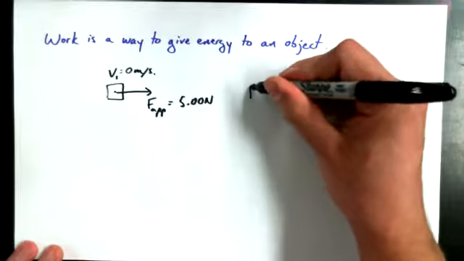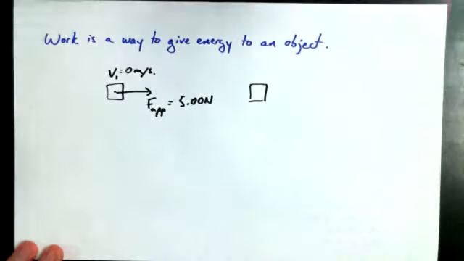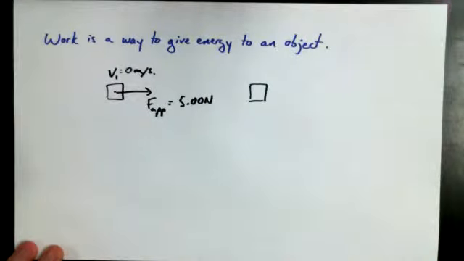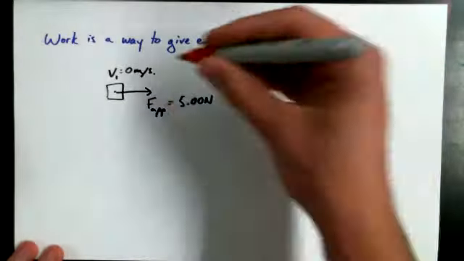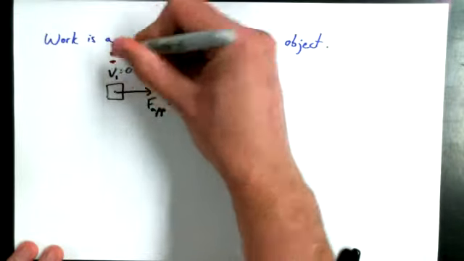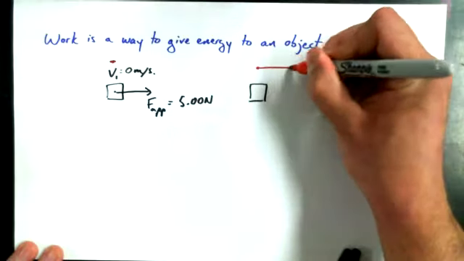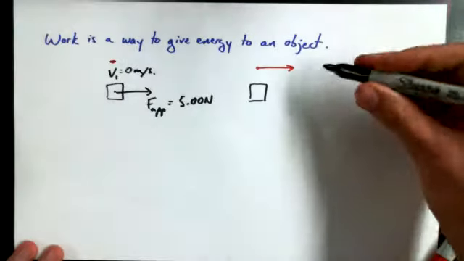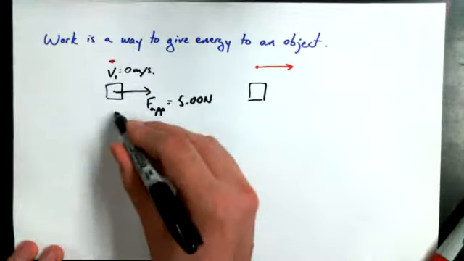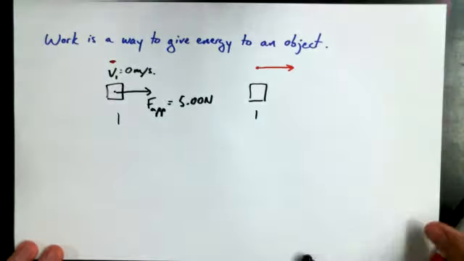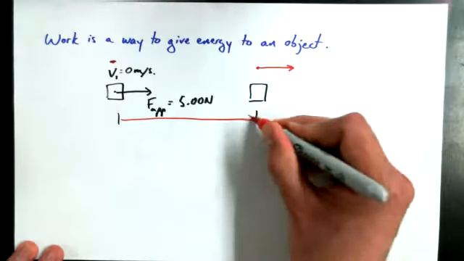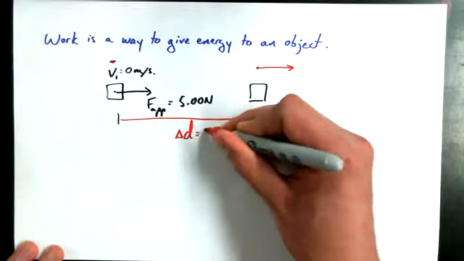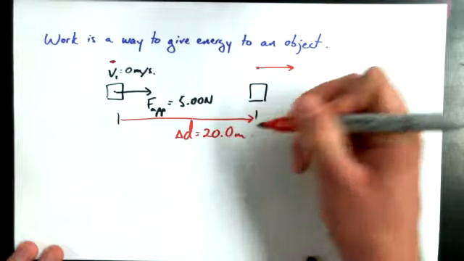And then at some time later, while I continuously apply this force, the object later on, we got our v1 equal to 0 meters per second here, later on it has some other velocity. Let's say that I do this over a distance from here to here. Delta D equals 20.0 meters.